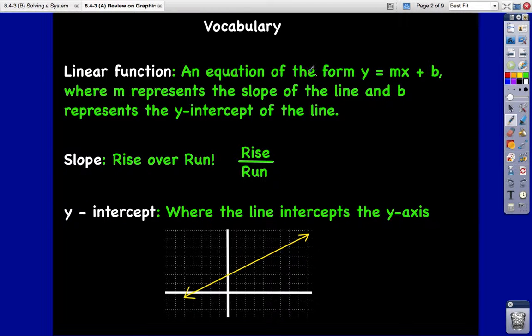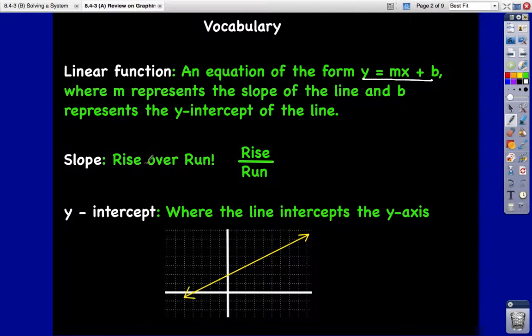Remember, a linear function is an equation of this form, y equals mx plus b, where m represents the slope of the line and b represents the y-intercept of the line. Now, remember, this definition is not totally accurate because a linear function could look different than this, but it could always be put in this form with some algebraic steps. So if it's a linear function, it can always be put in this form, but it doesn't necessarily have to look like this from the start.